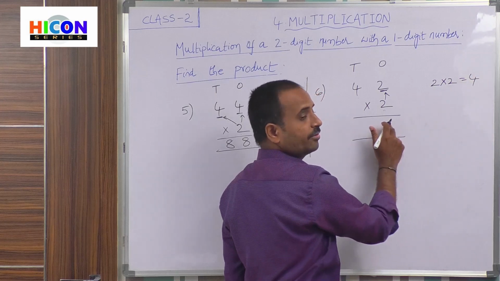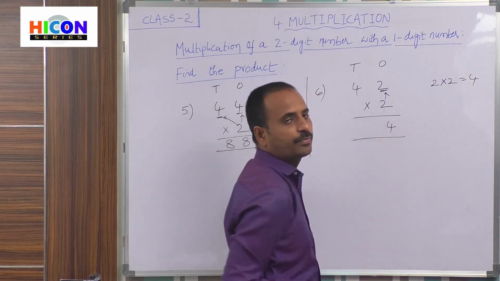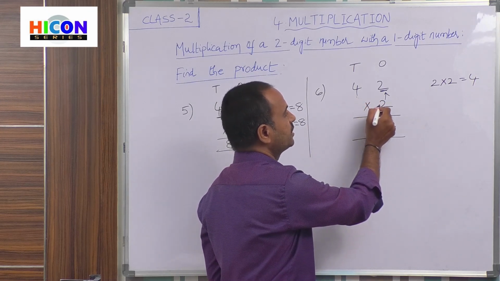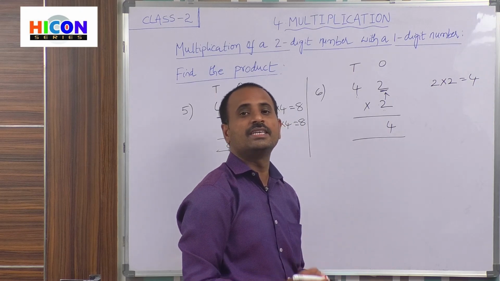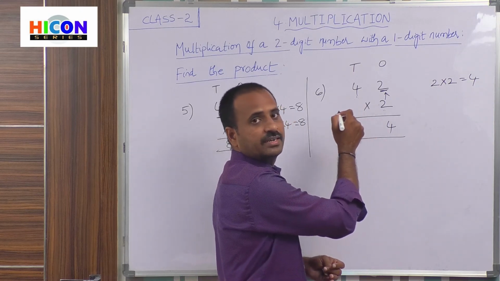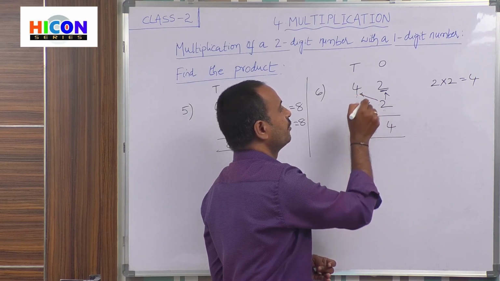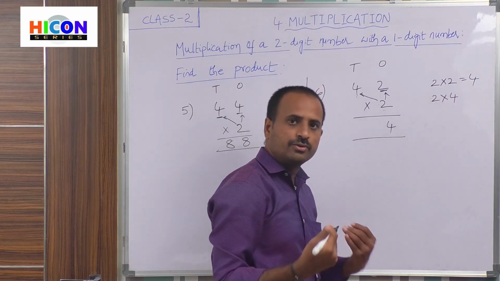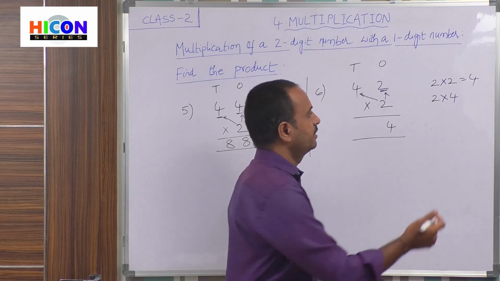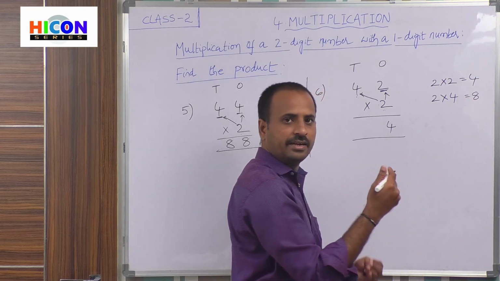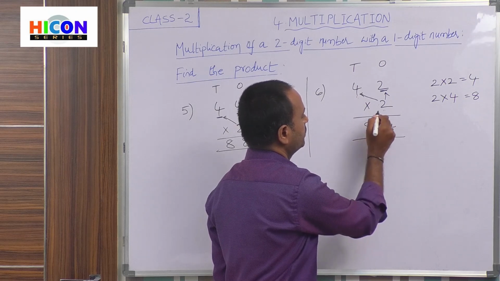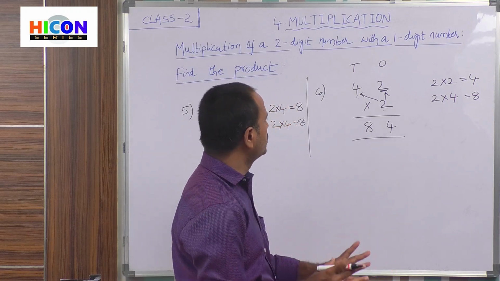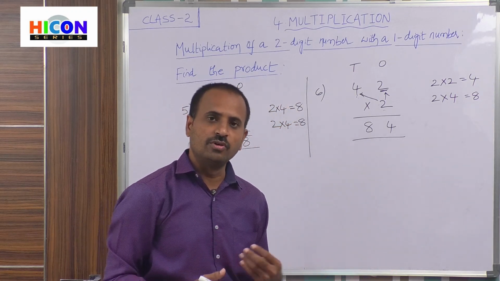So write 4 under ones place. Now go to tens place. Multiply the digit present in the tens place with 2. Which digit is present in tens place? Here 4 is present in tens place. So multiply 4 with 2. That is 2 into 4. Children, how much are 2 4s? 2 4s are 8. So write 8 under tens place. The answer is 84.